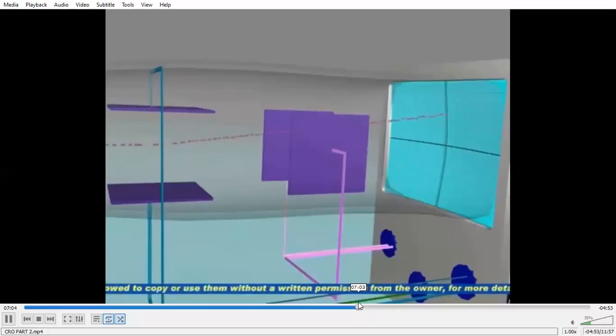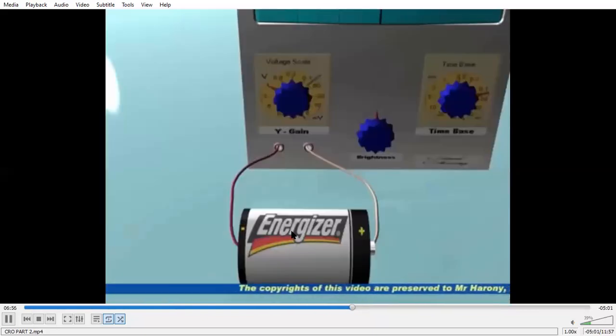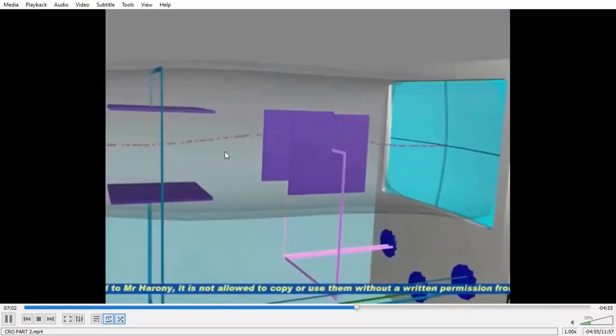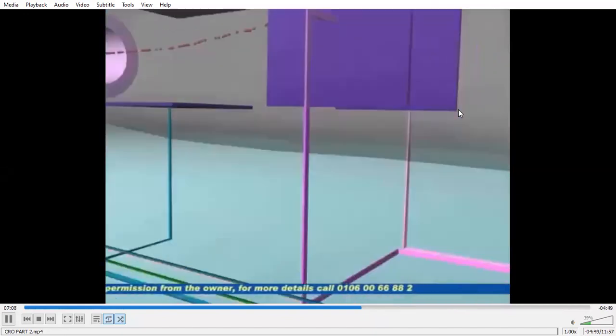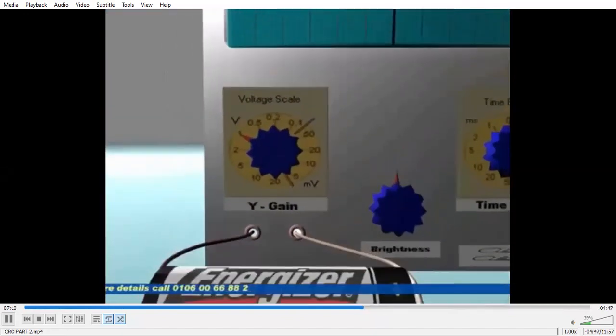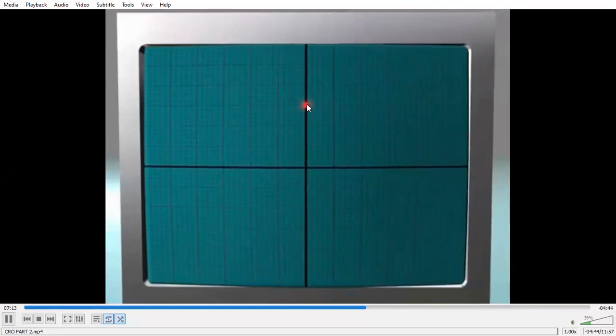Okay, sambung pada bateri. Ni time base off. So Y input connected to battery, and then your time base is off. So kamu dapati dia akan deflect ke atas. Kenapa? Atas positif, bawah negatif. So kamu dapati dot tu akan berada di atas saja. Kalau bawah positif, maksudnya dia akan deflect ke bawah lah. So depends on how you connect.